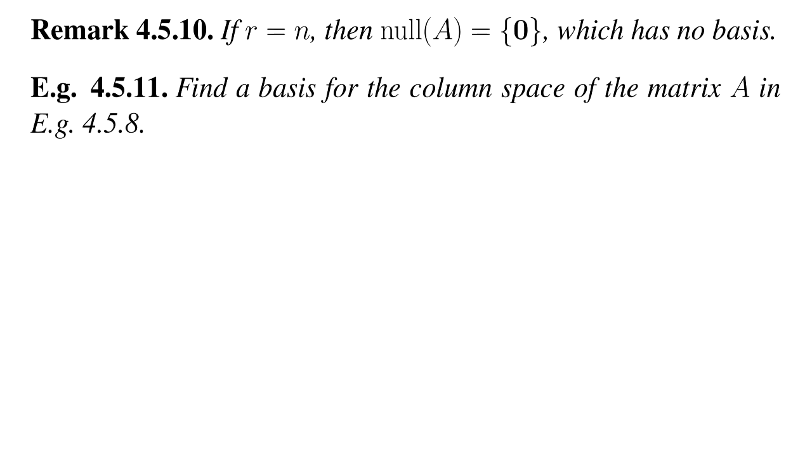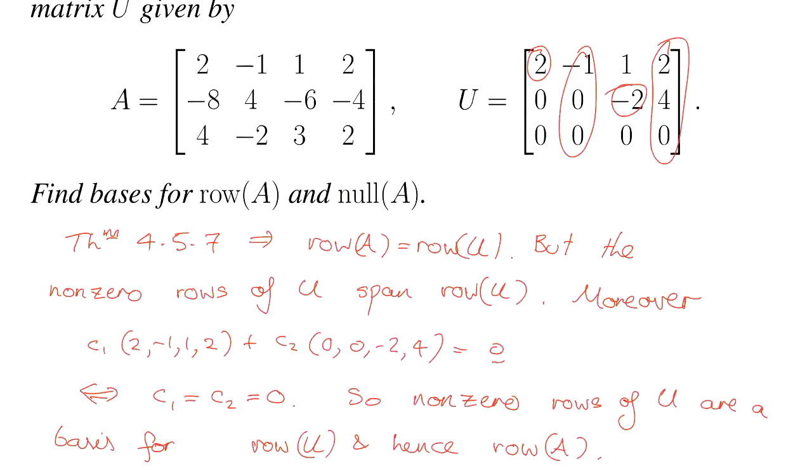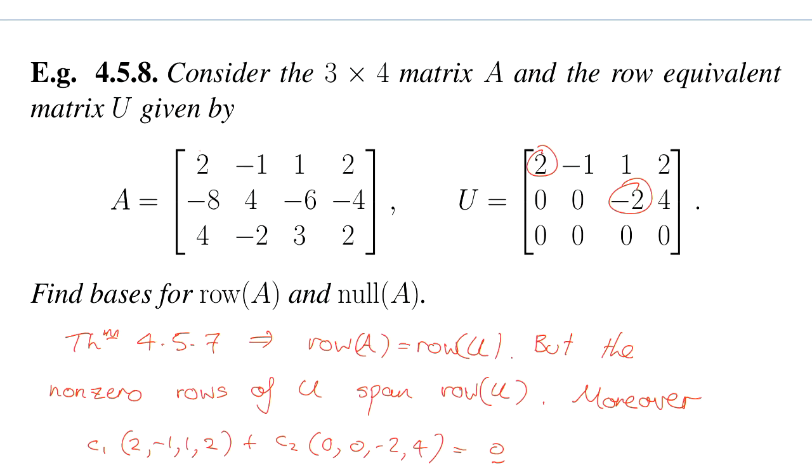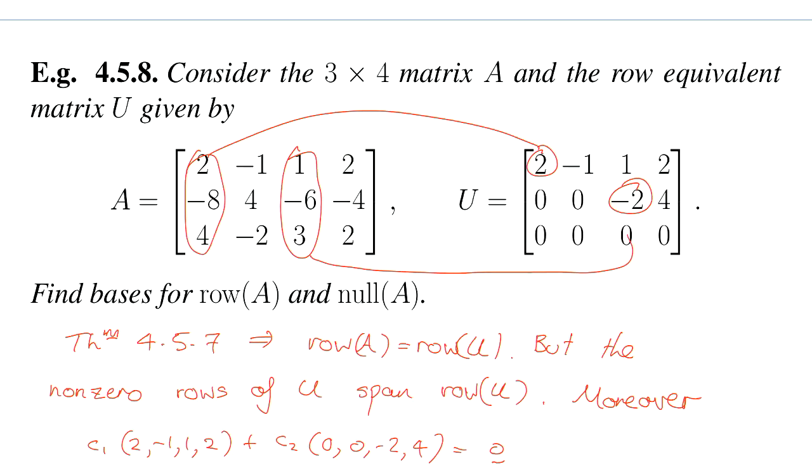All right, so let's do some examples. A basis for the column space in that example. So what was that example? Let's go back and have a look. All right, so we want a basis for the column space. We're going to use our theorem to find a basis for the column space. So the pivots in U are here and here. So we don't want those columns, we want these columns, right? So the first column of A is a pivot column because there's a pivot in its echelon form. The third column of A is a pivot column because there's a pivot in its echelon form.